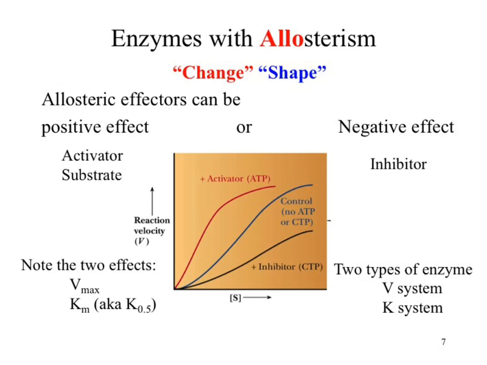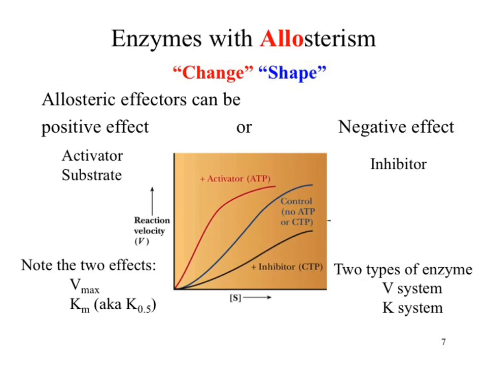So allosterism really just means change in shape. What we're talking about is the enzyme or our protein is changing shape, and that process of changing shape affects its reactivity. So our allosteric effectors can have either a positive effect or a negative effect. If it's a positive effect, you're looking at an activator. Your substrates are often considered activators, though not always. Your negative effect would be an inhibitor. So it's inhibiting the reaction.